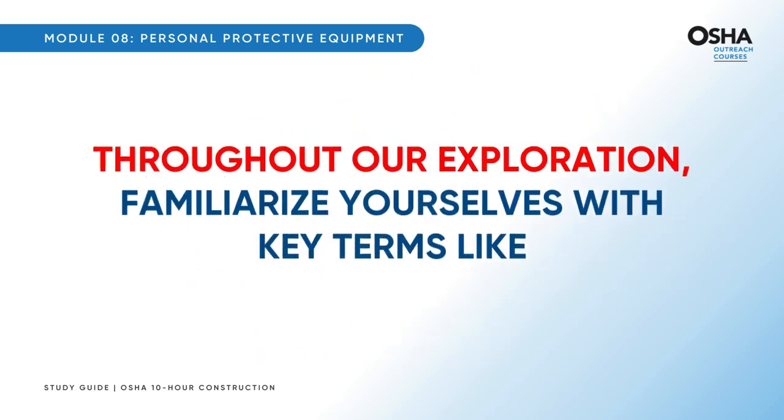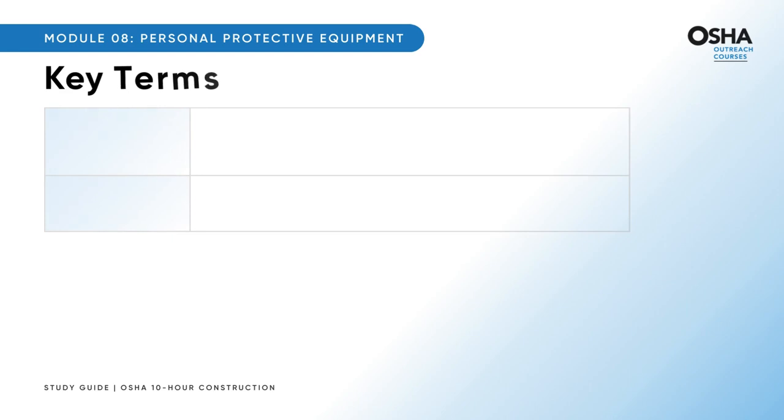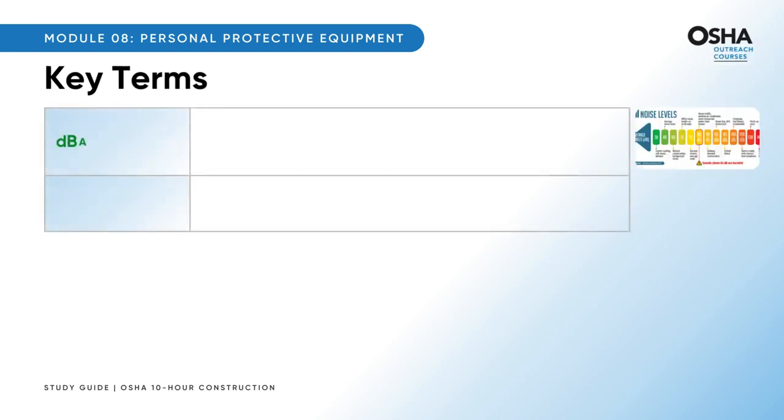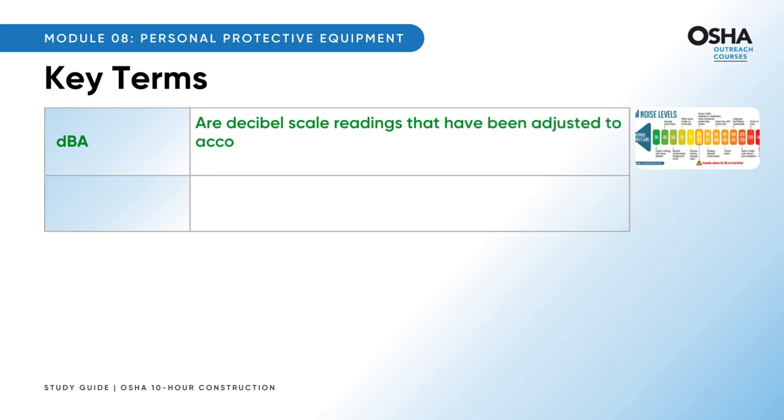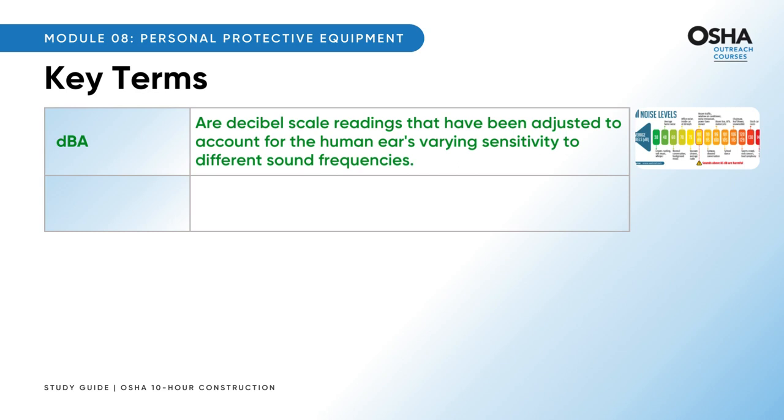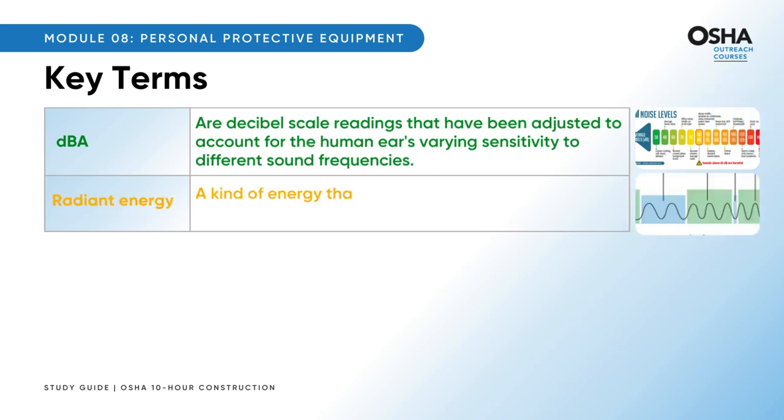Throughout our exploration, familiarize yourselves with key terms like dBA. These are decibel scale readings that have been adjusted to account for the human ear's varying sensitivity to different sound frequencies. Lastly, radiant energy, a kind of energy that travels outward in all directions from its sources.